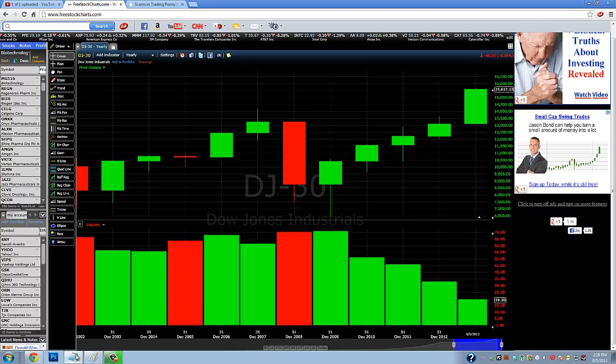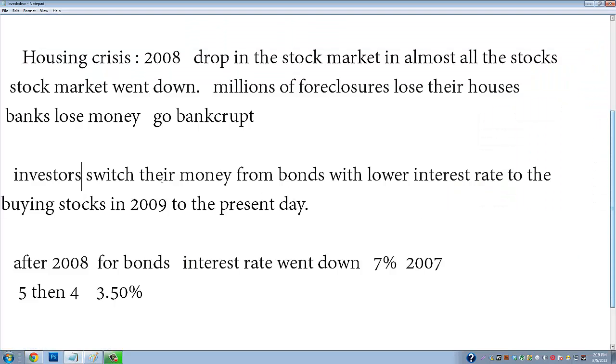See what will happen? All this here is the collapse of bonds and the stock market in 2008. But later, those people who sold the bonds went to the stock market. That's why from 2009 until 2013, we have 5 excellent years of very good income. All the people who bought stocks in 2009 now get a very large profit. So this is the way money moves. This is the way investors switch their money from bonds with lower interest rates to buying stocks, from 2009 to the present day.